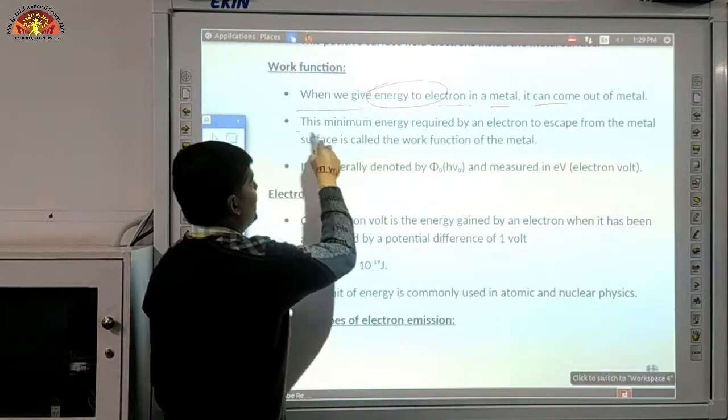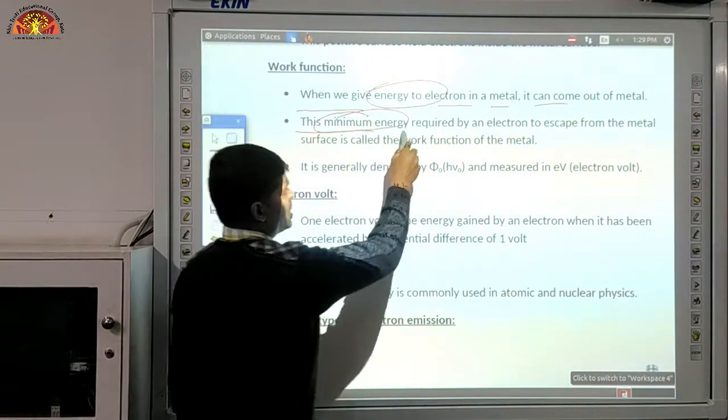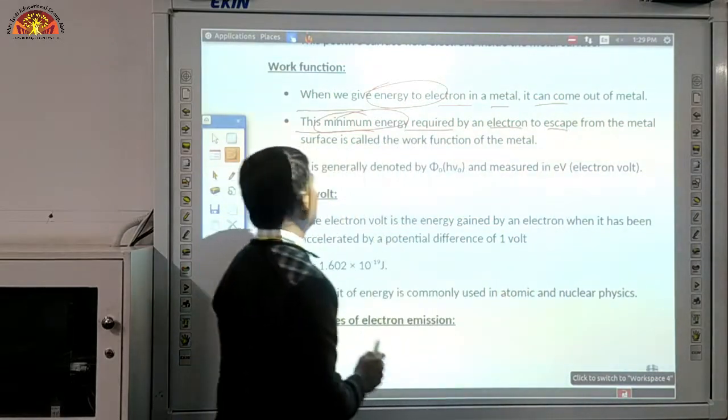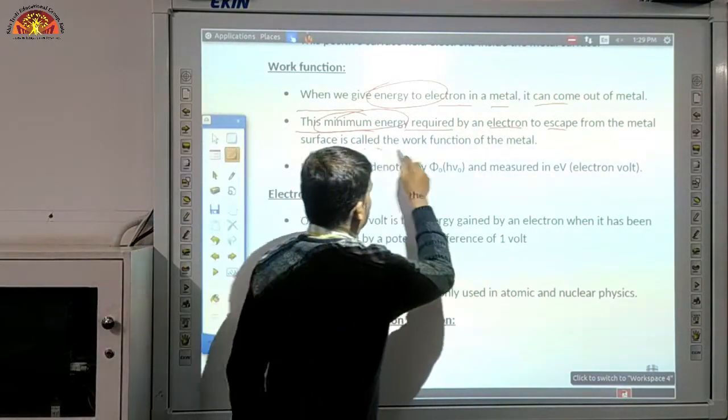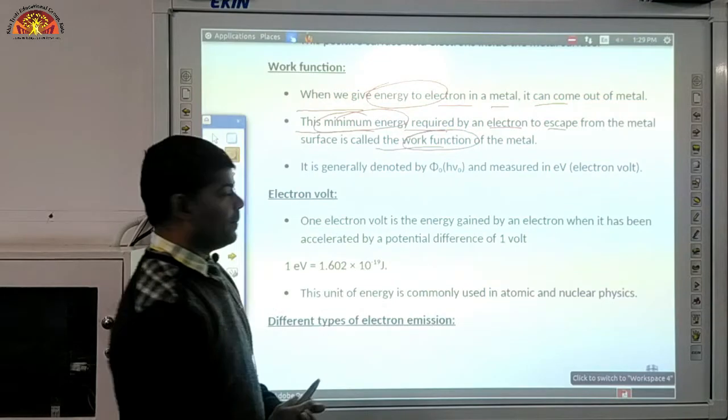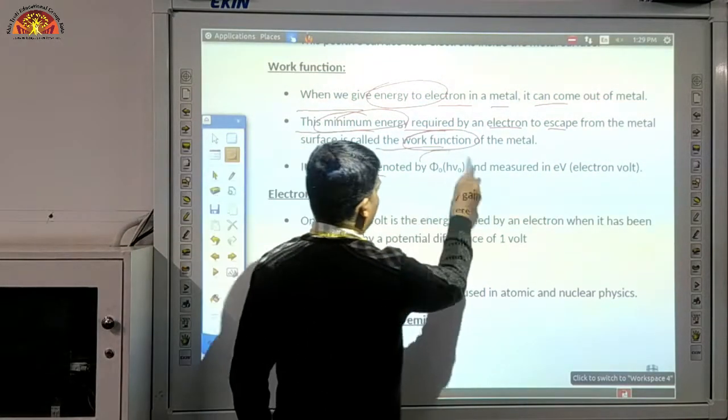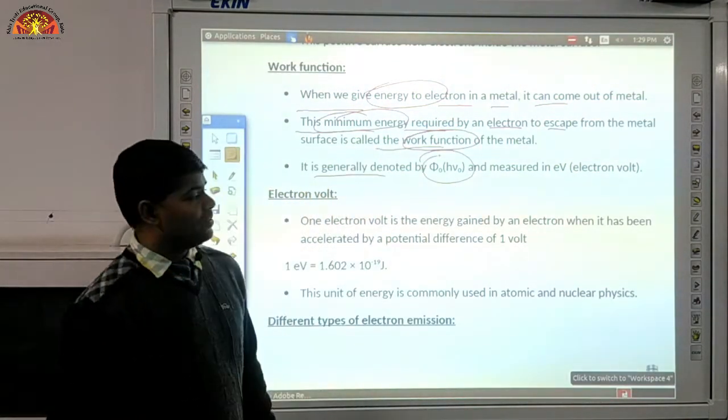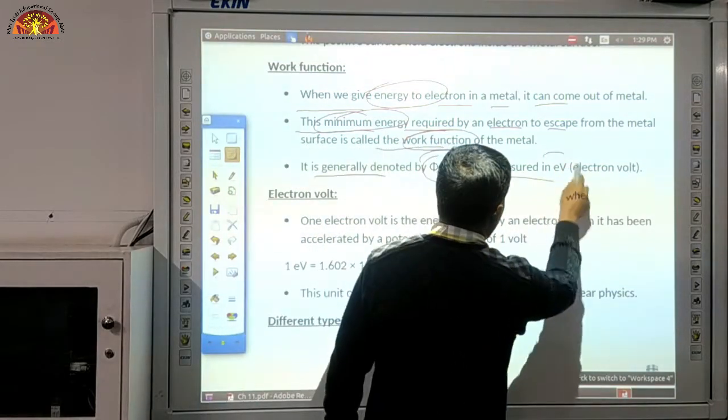Okay, this minimum energy, I am talking about the minimum energy required by the electron to escape from the metal surface, is called what? It is called the work function of the metal, and it is generally denoted by phi, and the value of phi is h nu naught, and it is measured in electron volt.